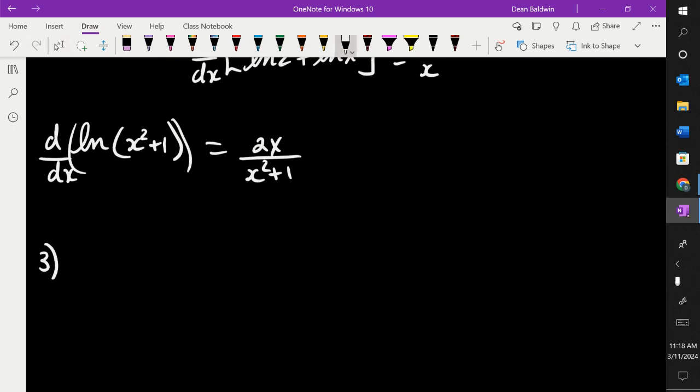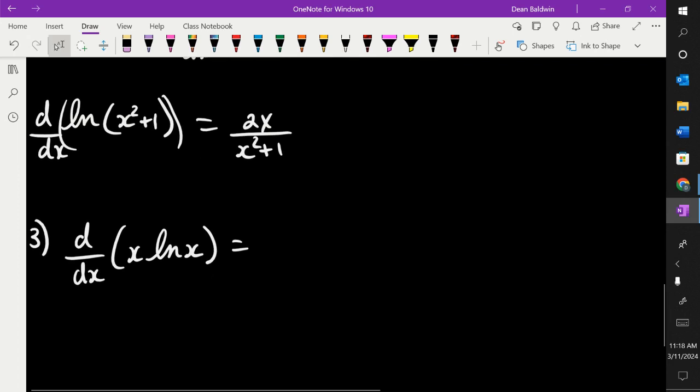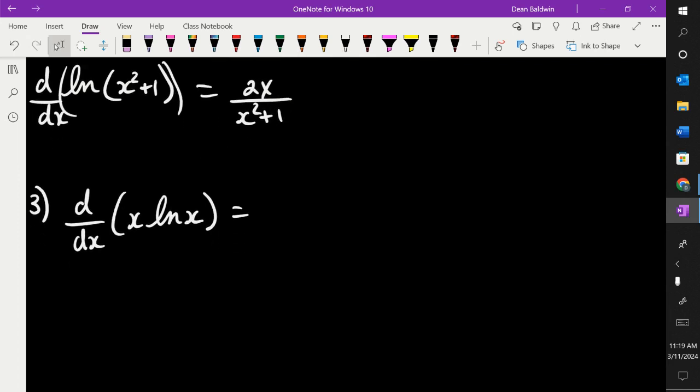3. Derivative of x times the natural log of x. So, what rule do we need to use here? I heard somebody say it. Product rule. Why? Because there's two functions being multiplied together. There's this function and there's this function.